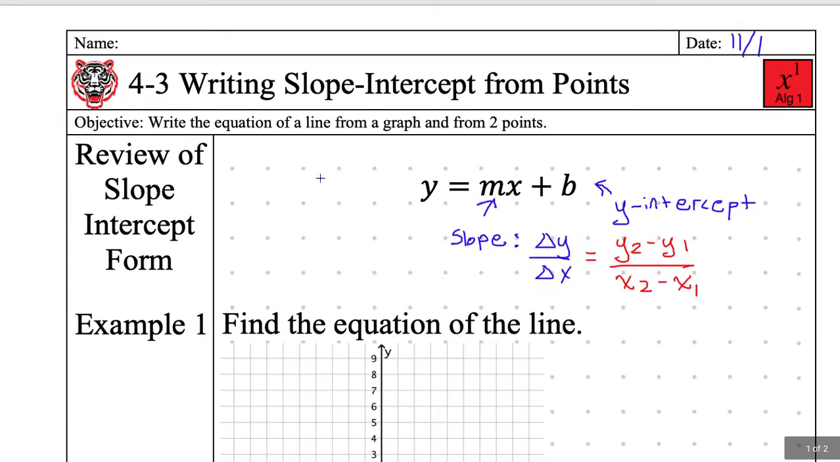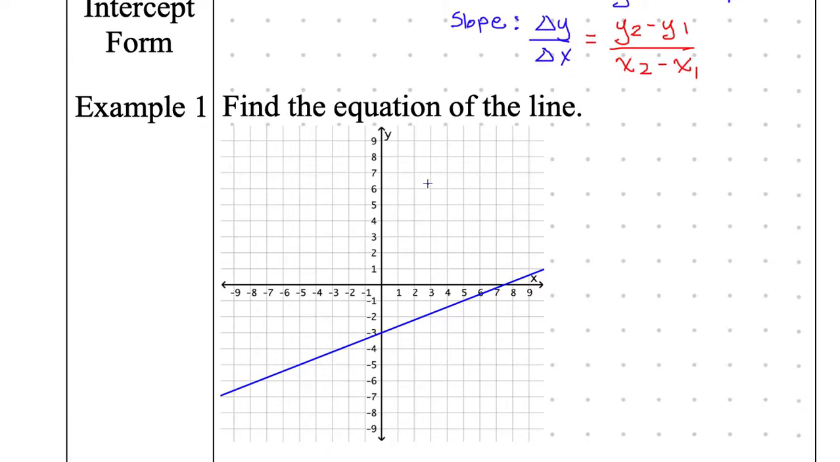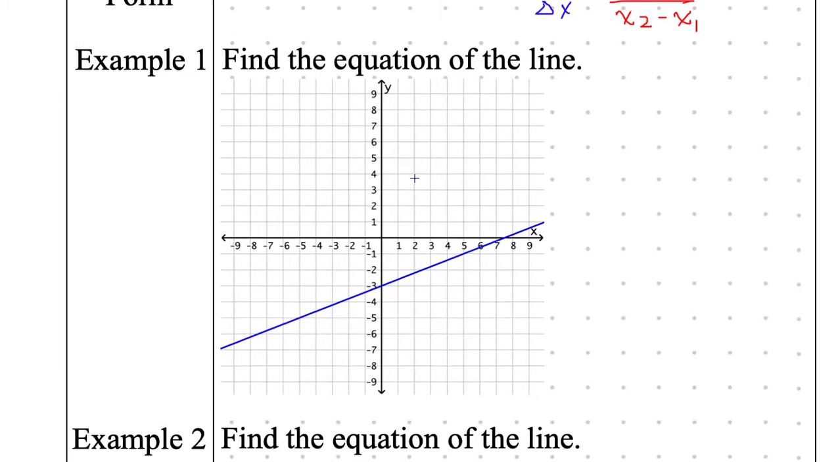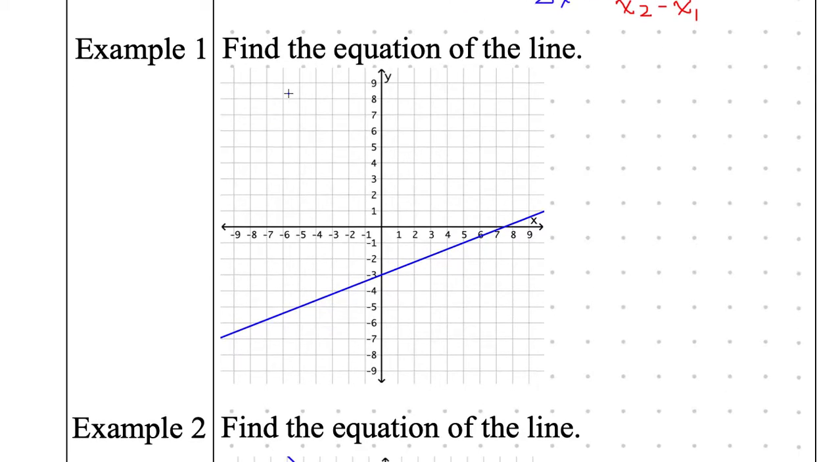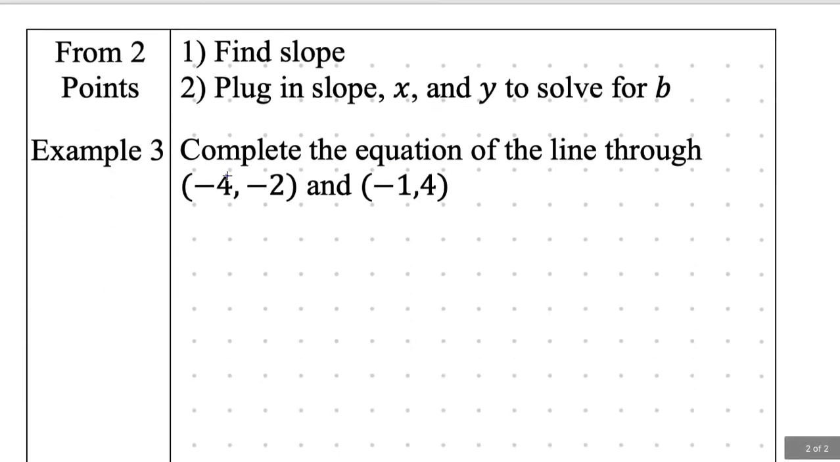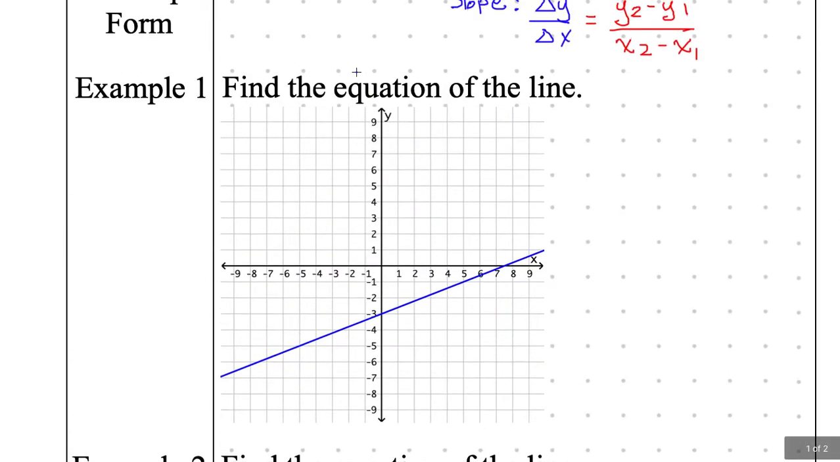So now that we have a review of slope-intercept form, let's go ahead and look at the first type of problem. You'll have two homework assignments tonight over the weekend. The first one is looking at a graph and finding this line. The second one is I give you 2 points and you need to give me the entire equation y equals mx plus b, where m and b are found. So m is obviously going to be found right there. Anyway, let's come to example number 1.